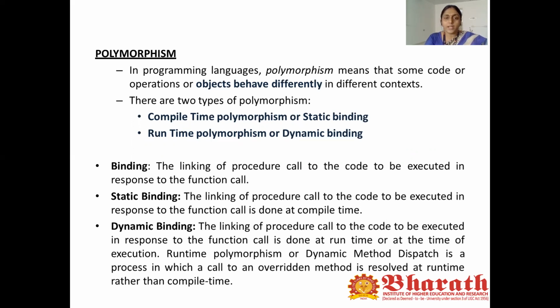And there are two types of binding, namely static binding, which is called compile-time polymorphism, and dynamic binding, which is also called runtime polymorphism. First we'll see static binding: during compile time, when the linking of procedure call is done to the code, this is called static binding or compile-time polymorphism. And dynamic binding means the linking of procedural call to the code to be executed in response to the function call at runtime. Then it is called runtime polymorphism or dynamic binding.